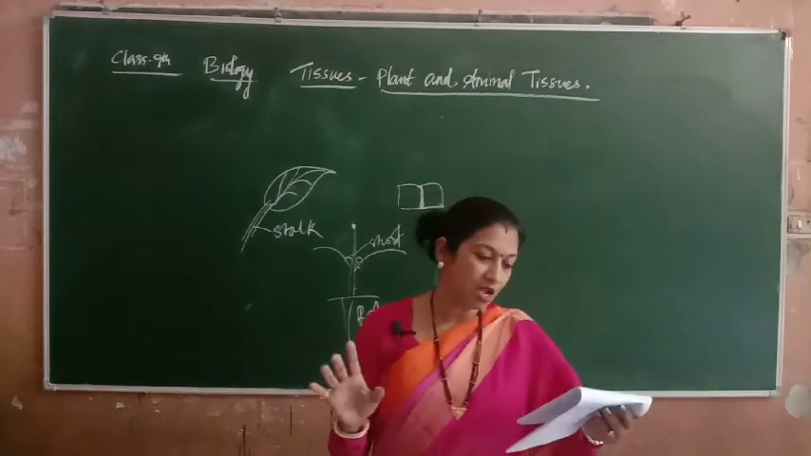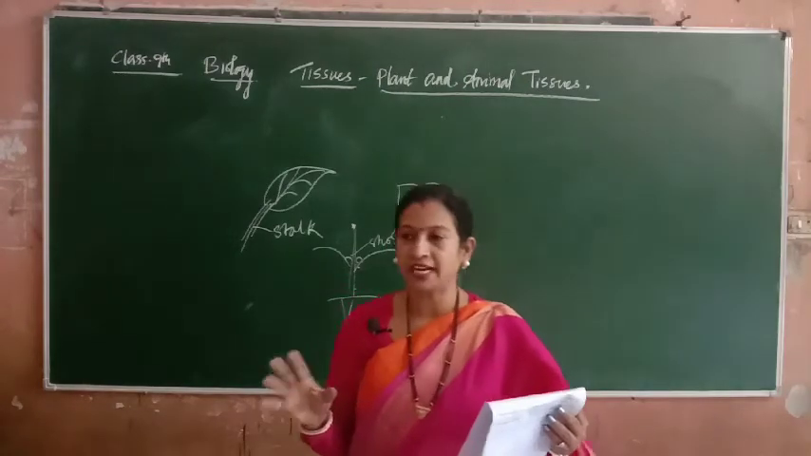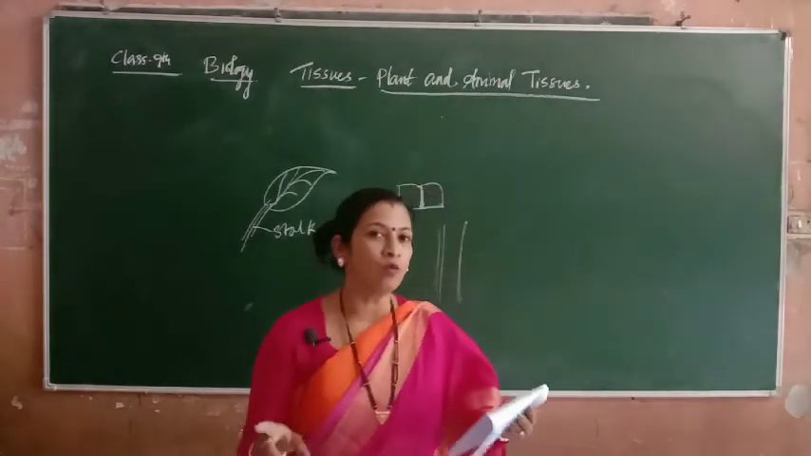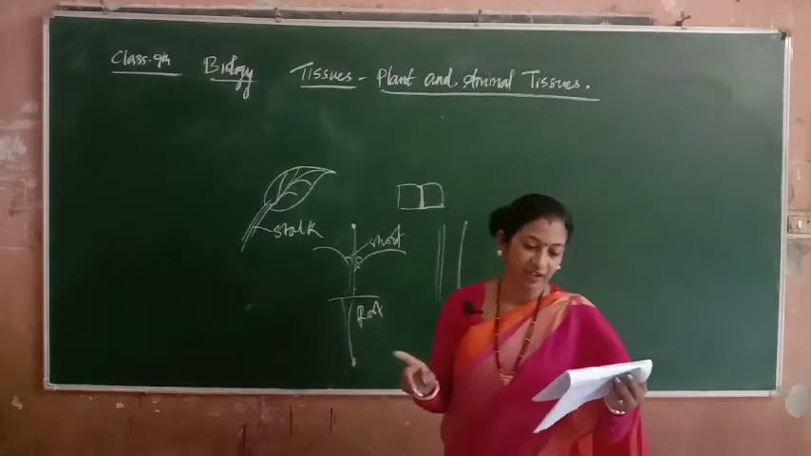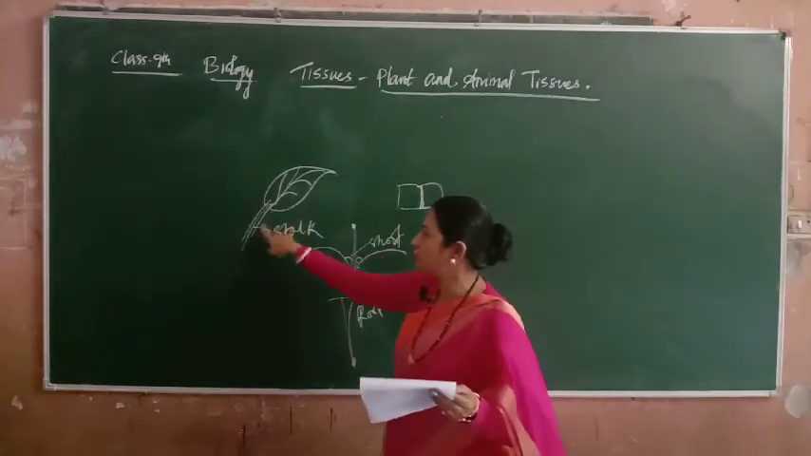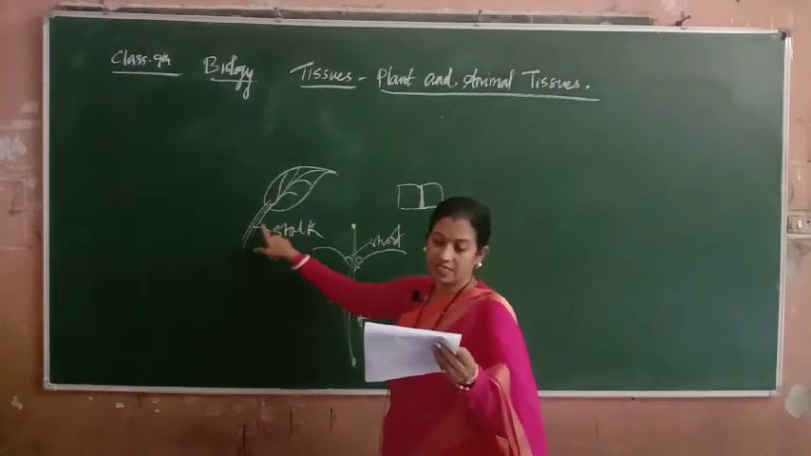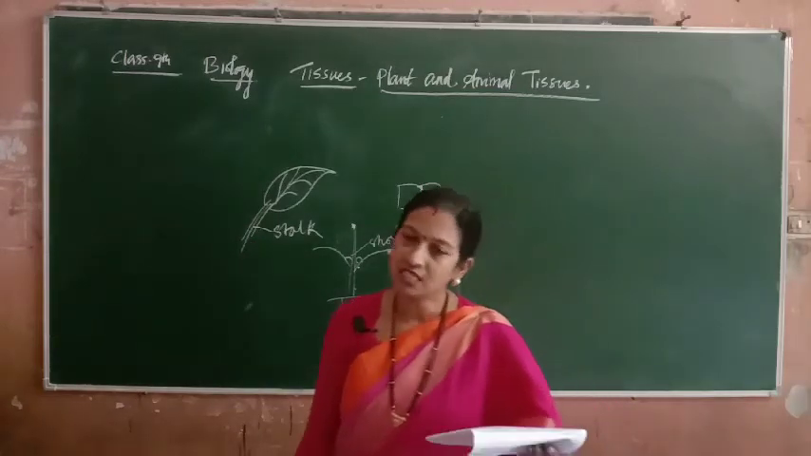Now, collenchyma are thick-walled cells, and unlike parenchyma, collenchyma is thick-walled and it is living, and it is found in the leaf stalk. Leaf stalk means this is the leaf stalk. So collenchymatous cells are present in the leaf stalk and below the epidermis, and they also provide support.